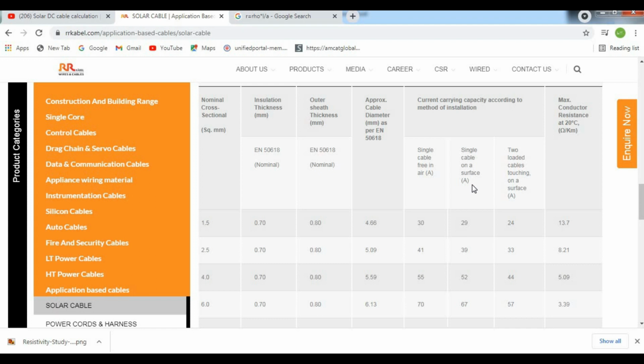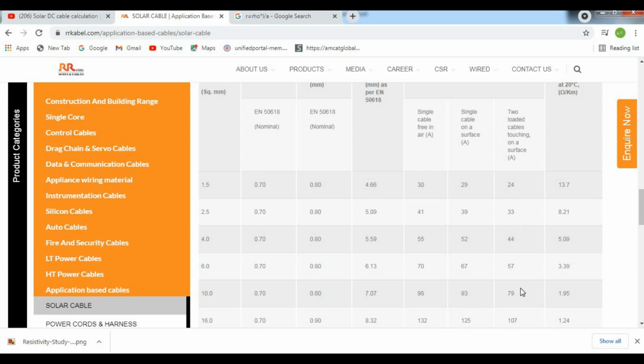And if 2 loaded cables are touching on a surface, so suppose we are using these cables inside a conduit, so positive and negative cables are there, we are putting 2 cables inside a conduit and sending it towards our DC combiner box or the string combiner box. So we will be using this last value over here. As you can see, for 4 square mm cable, the current carrying capacity is 44 amperes. For 6 square mm cable, the current carrying capacity is 55 amperes.